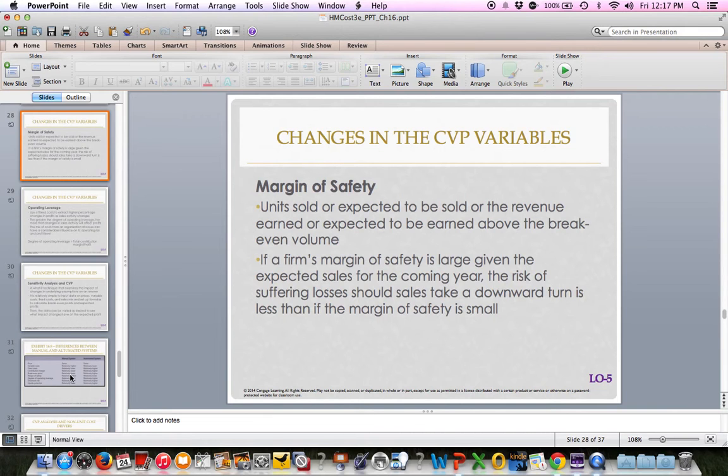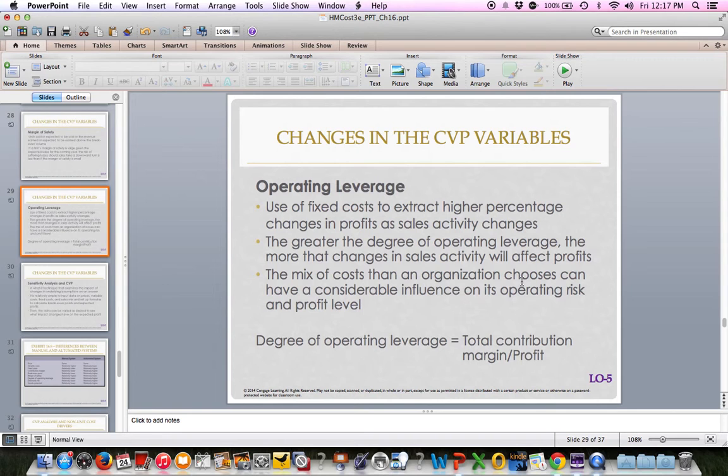If a firm's margin of safety is large, given expected sales, the risk of suffering a loss is relatively small. If their margin of safety is small, then the risk of having a loss is large. So it's basically how much more average sales do I typically have above and beyond what my break-even point is. The higher the better. The higher that number is, the more safety I have.